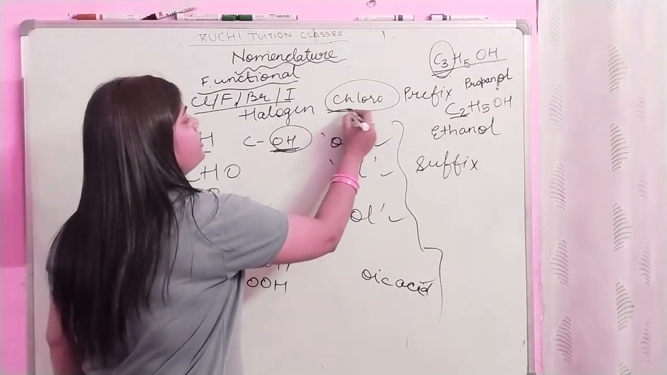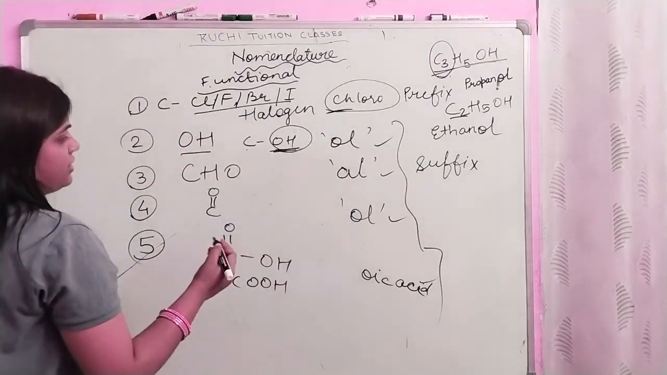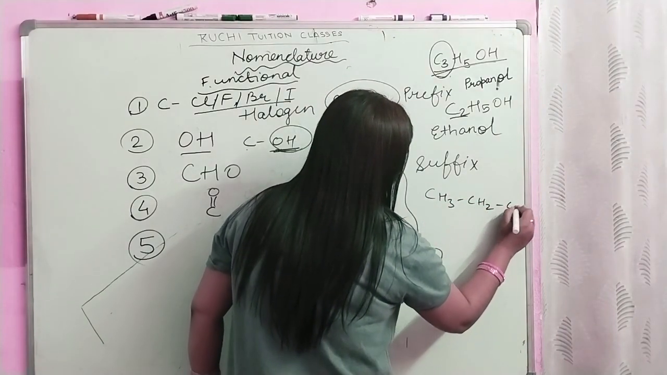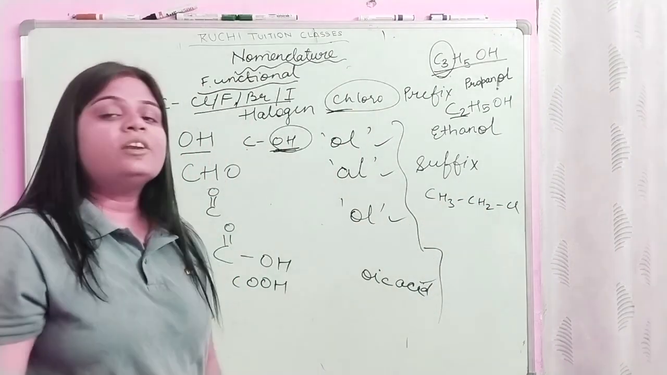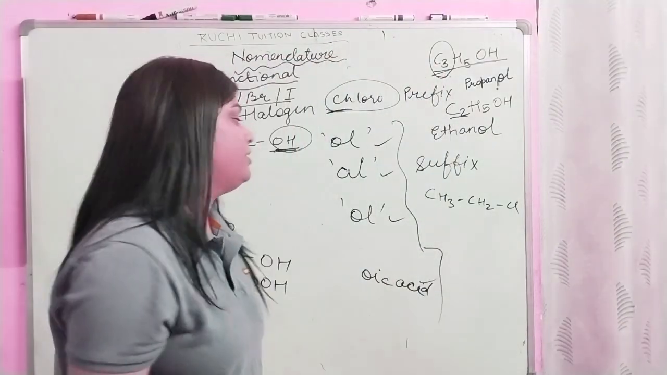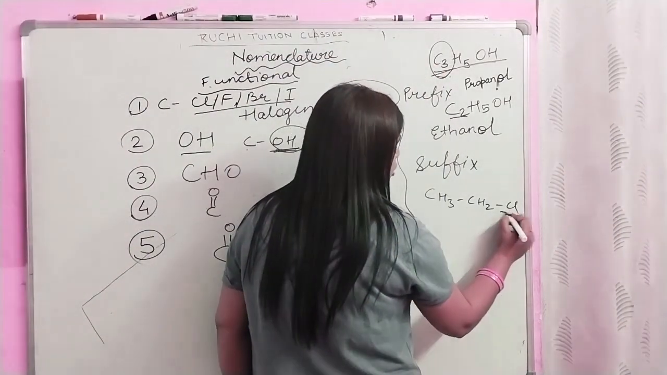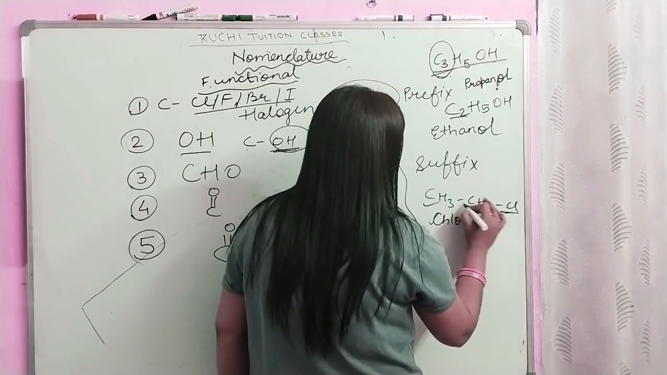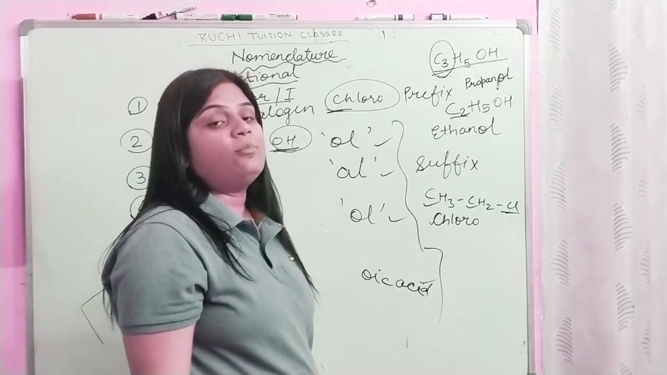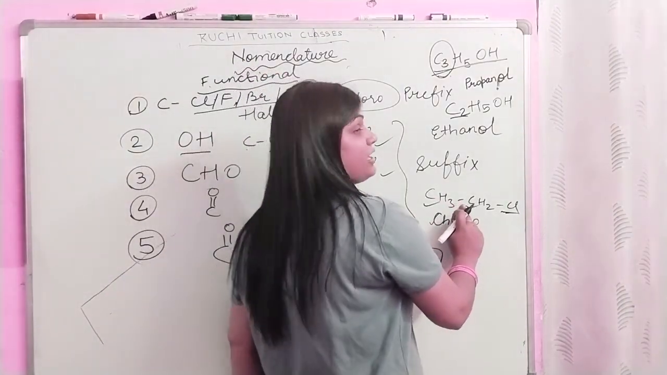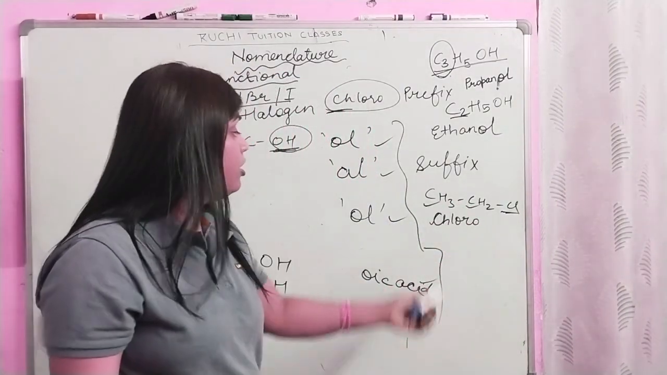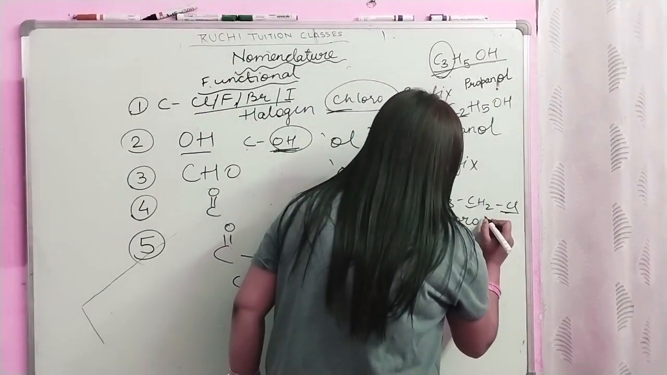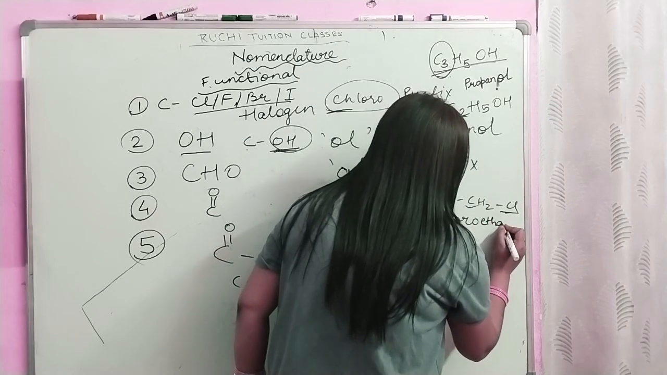Now coming to the halogen group. What is this? CH3CH2Cl. Can anyone name it? This has 1 chlorine, so chloro. How many carbons are there? 2 carbons. And this is a single bond, a saturated hydrocarbon. So what will we write here? Chloroethane.